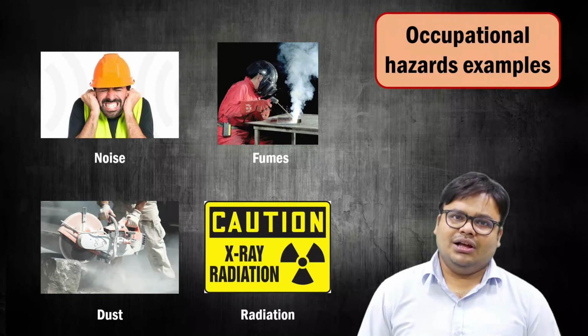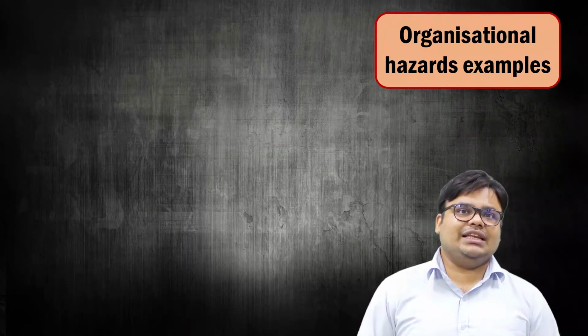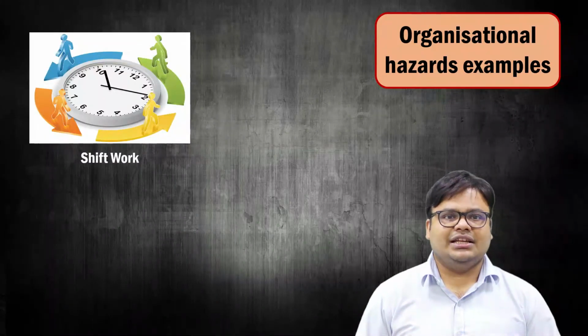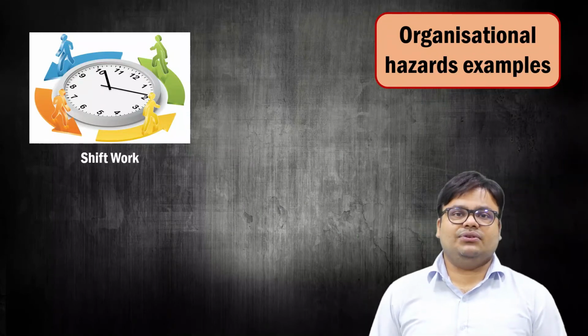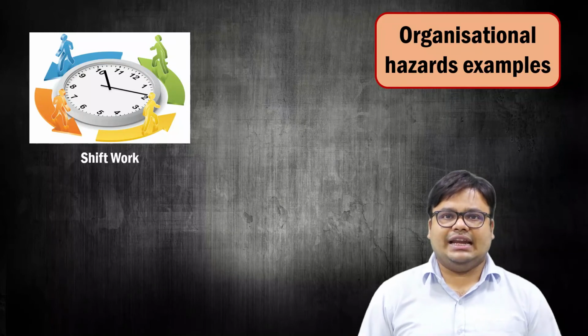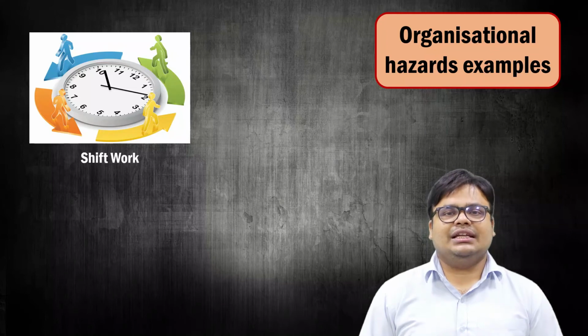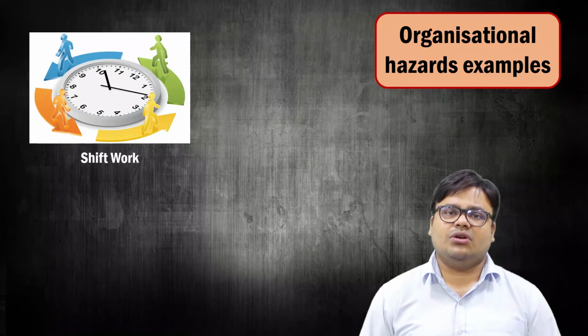Next are the organizational hazards. Now, what are the things in organizational hazards? The first example mentioned here is shift work. In shift work, mostly we face a lot of tiredness. If you are working continuously for two to three shifts, then we are tired and lose our concentration, and in between, if you commit any mistake, an accident occurs. So that is one organizational hazard.